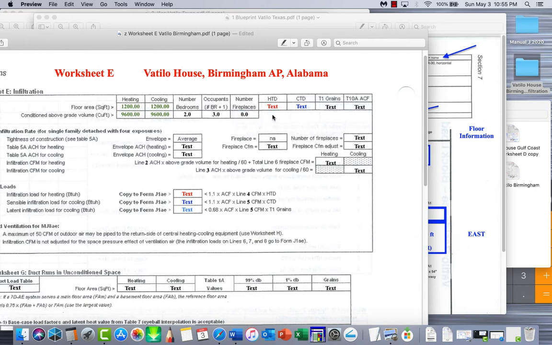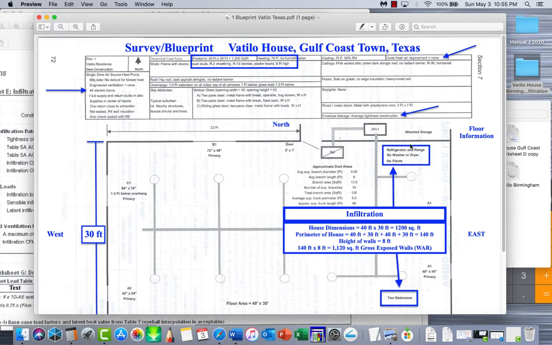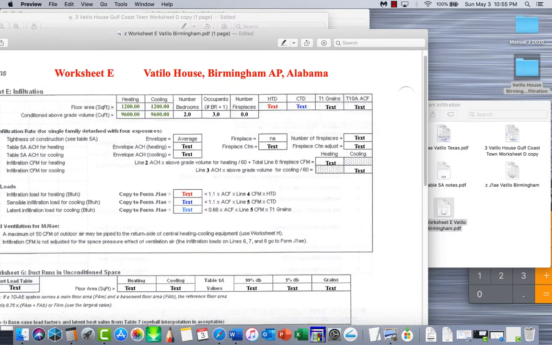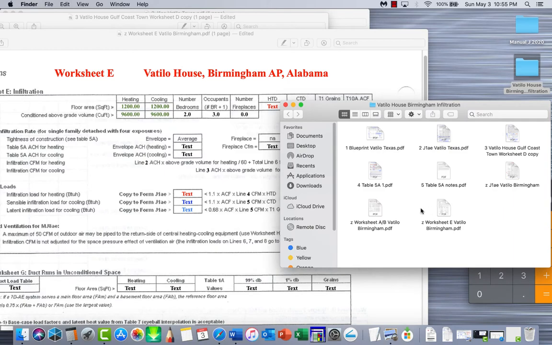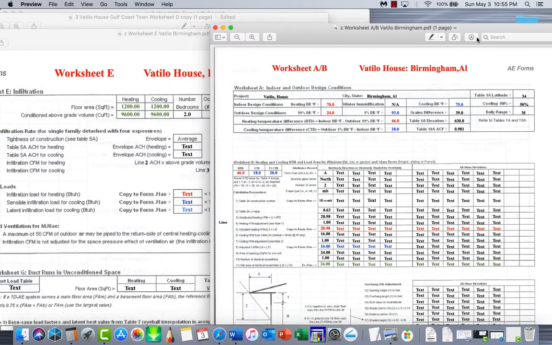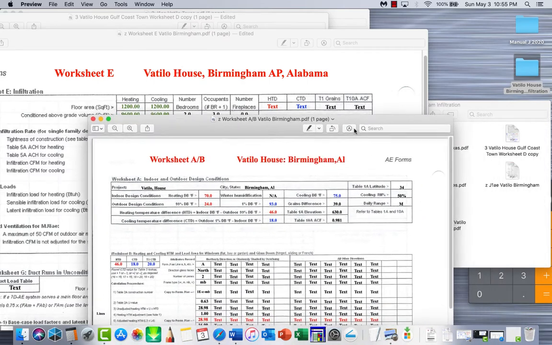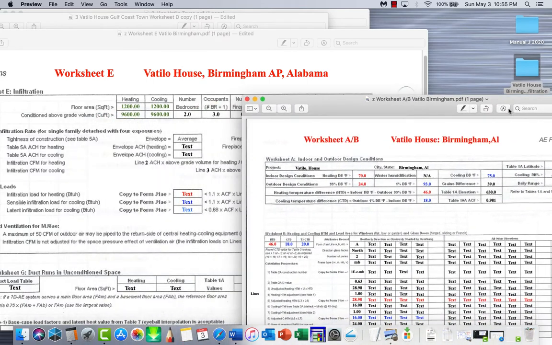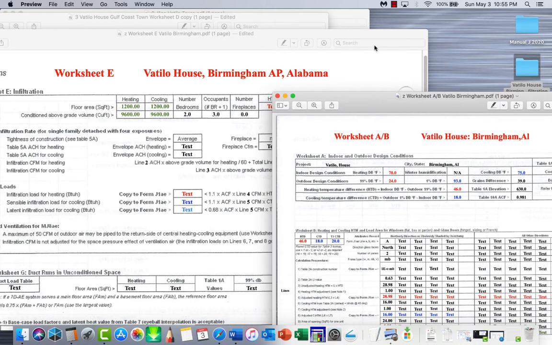Okay, next part here is going to go back to Worksheet A, so we can close out the survey. Let's go back to Worksheet A that we did originally. Bring it up here, and like I said, see if we can get this where we can see both of them at the same time.